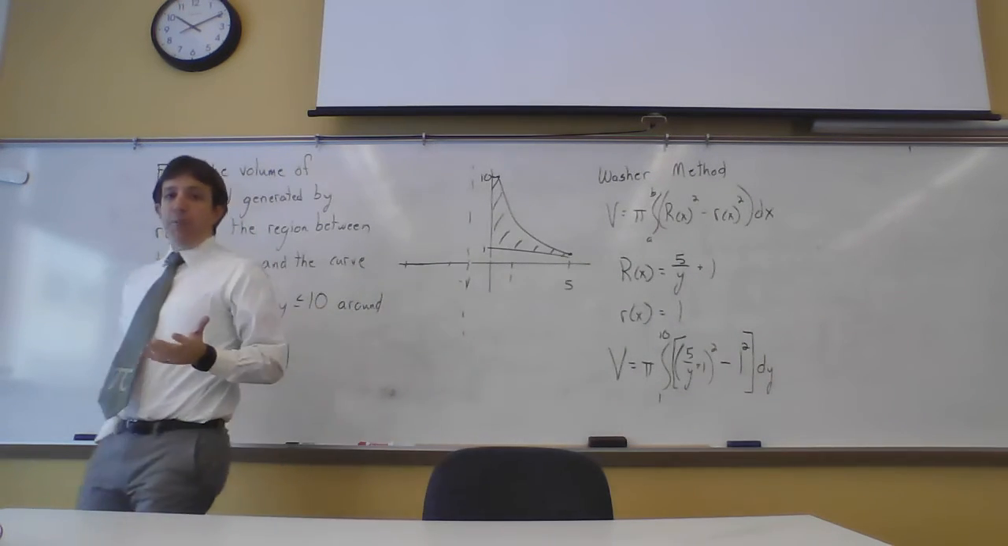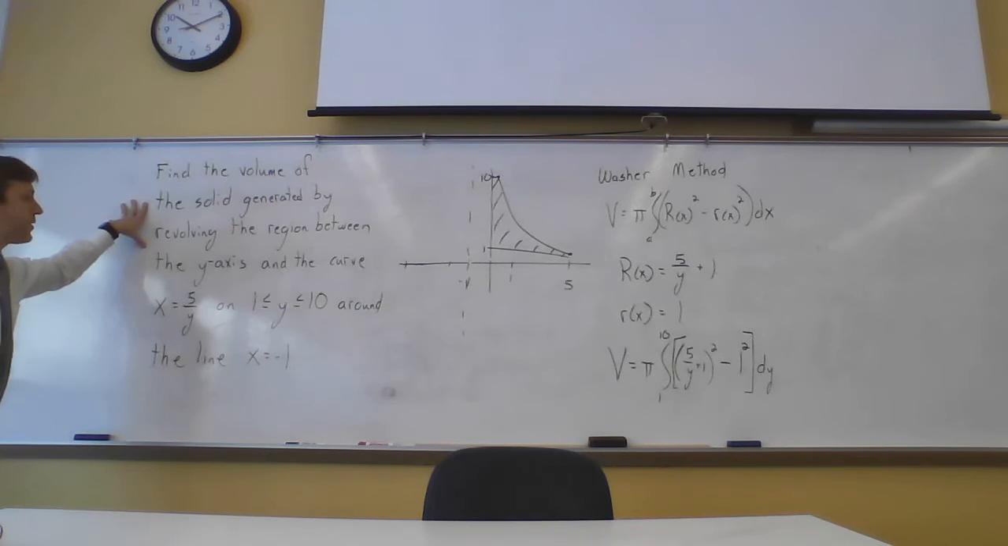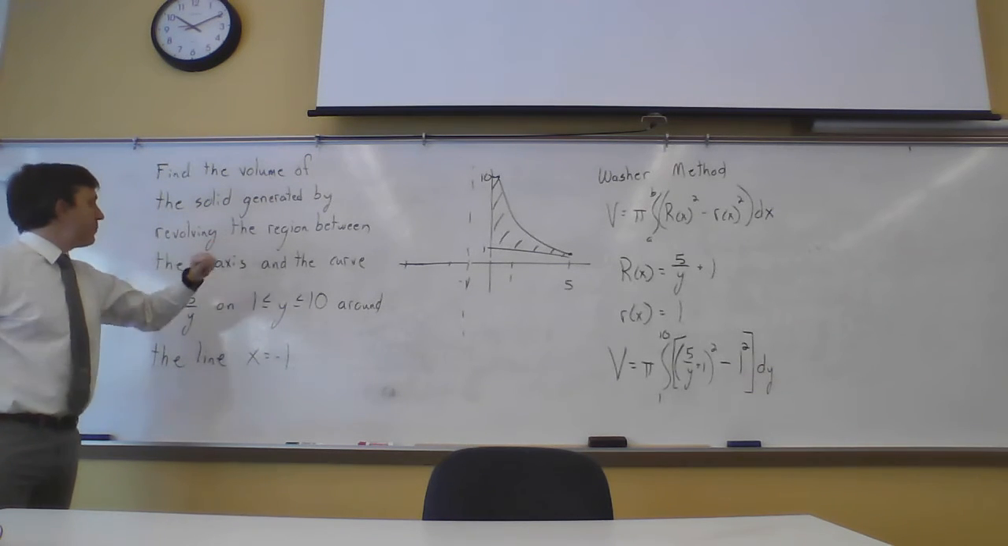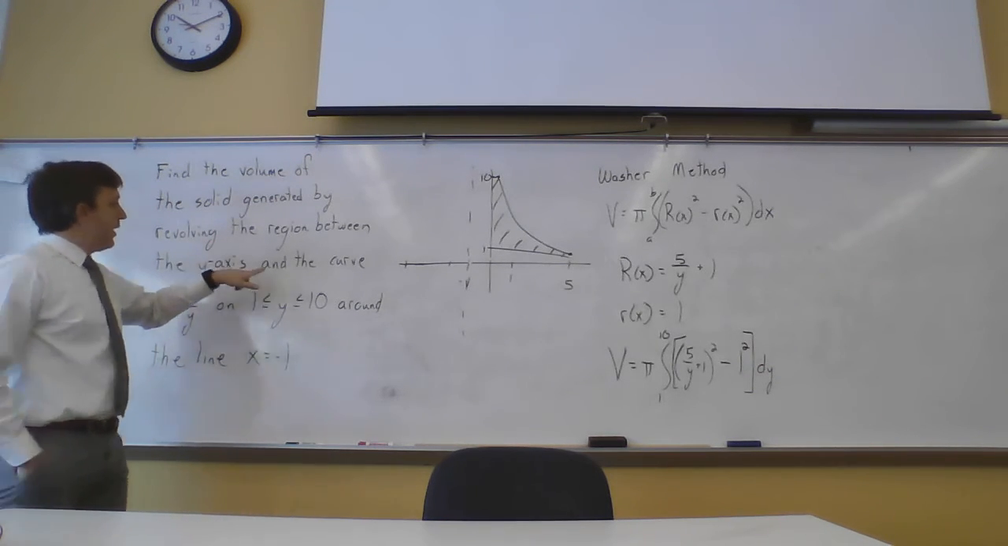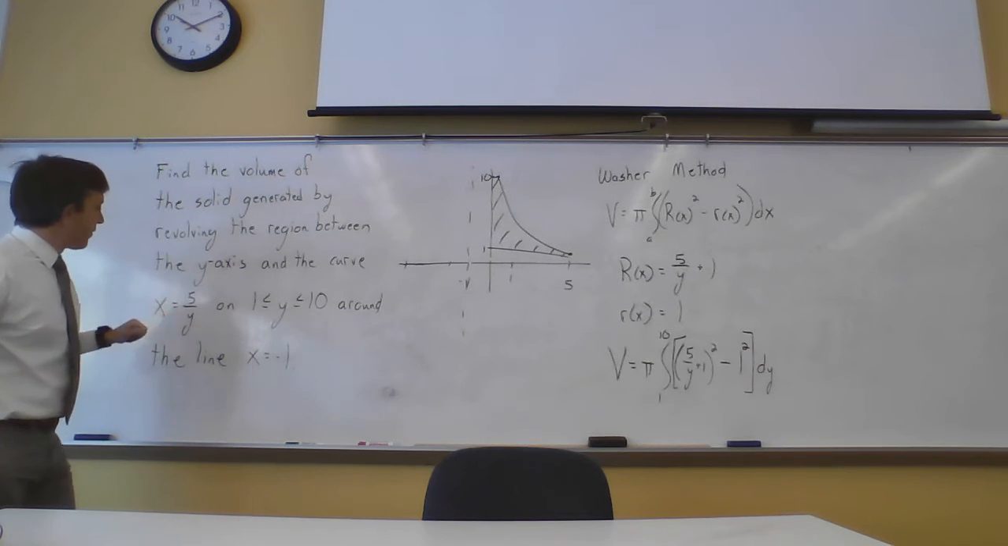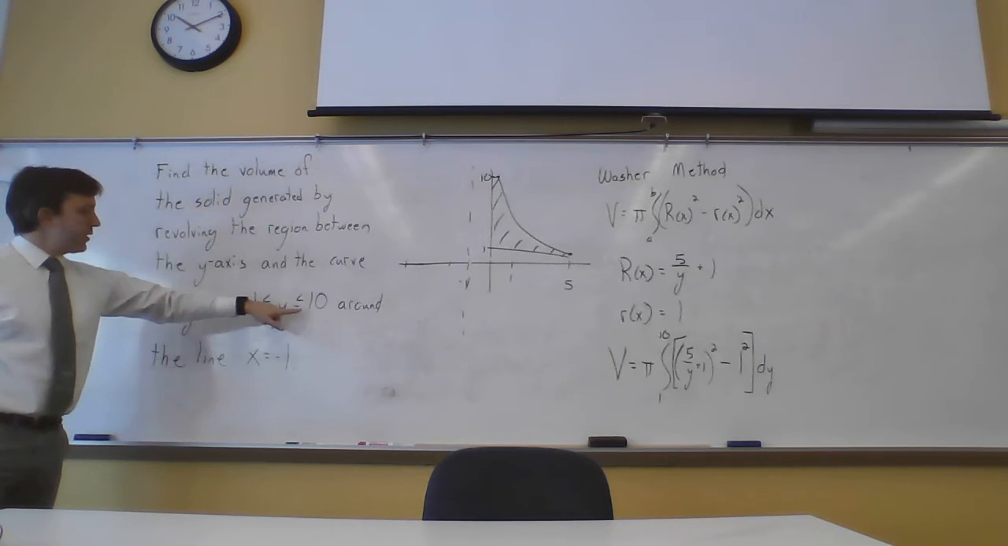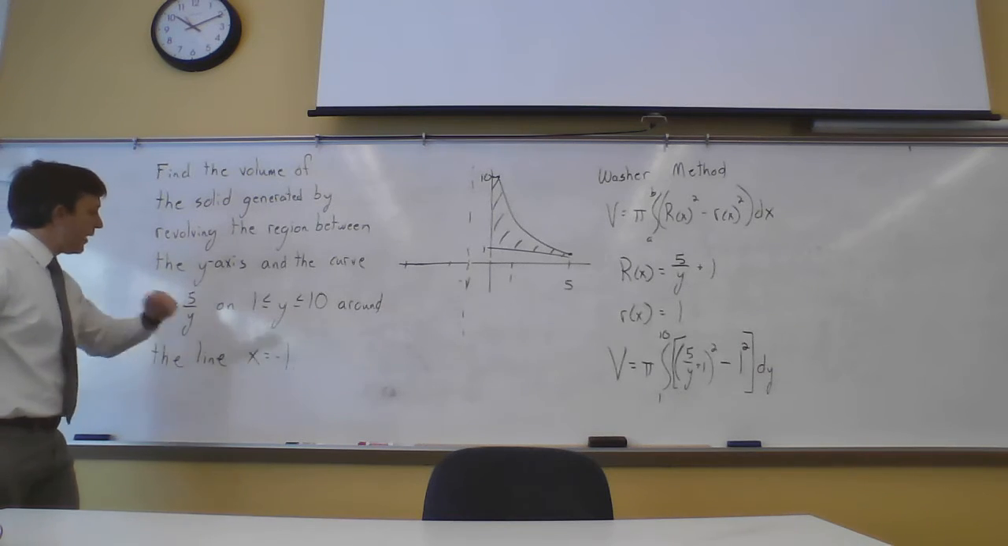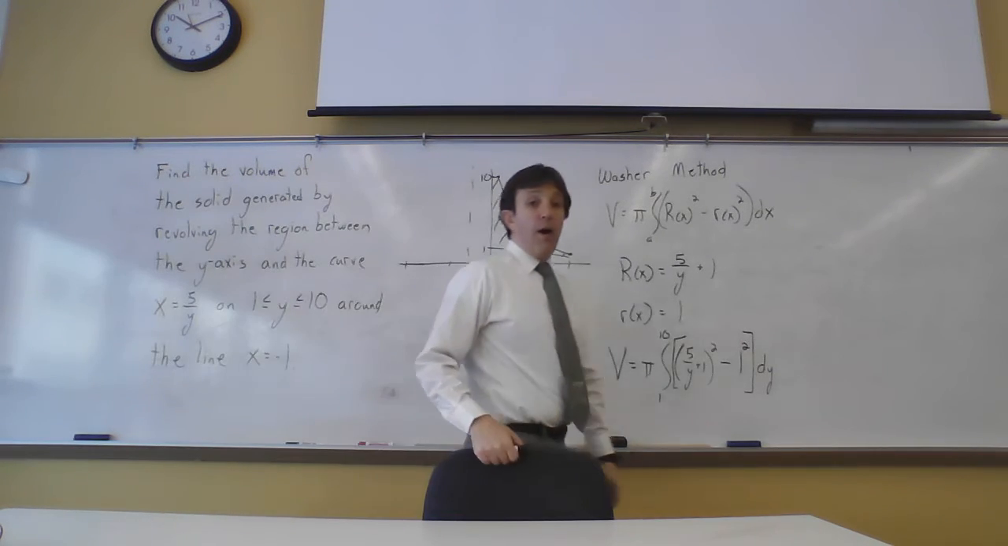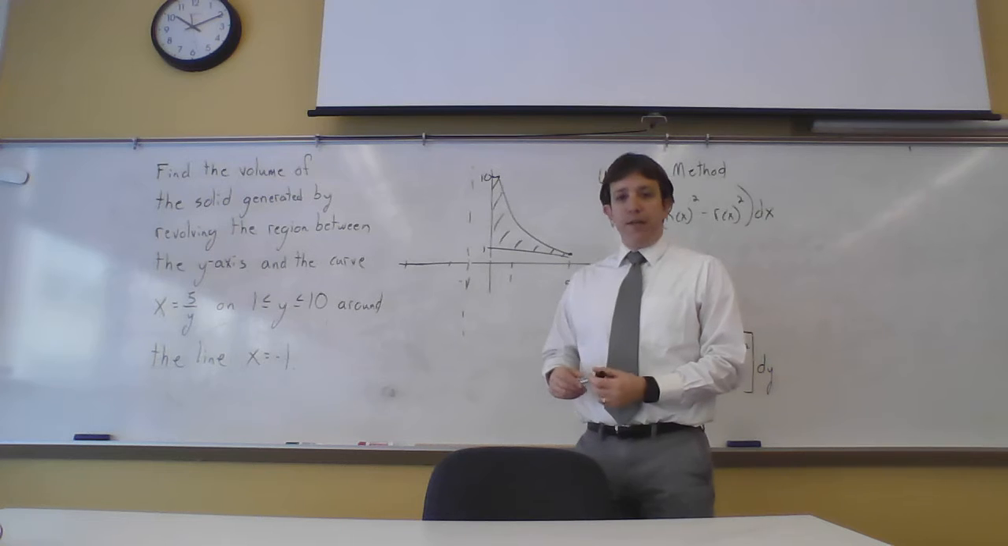All right, so here's what I want to find. I want to find the volume of the solid generated by revolving the region between the y-axis and the curve x equal to 5 over y, for y between 1 and 10, around the line x equal to -1. All right, so there is a lot of stuff going on here.